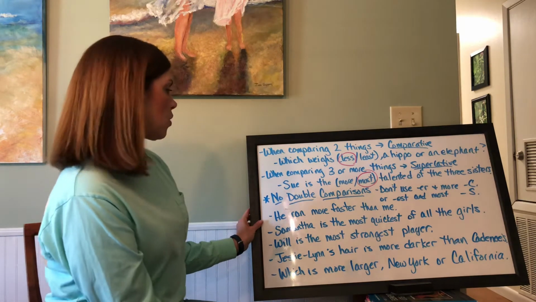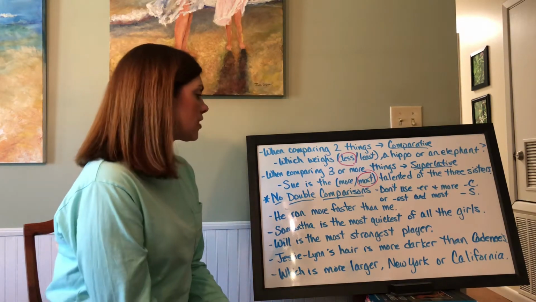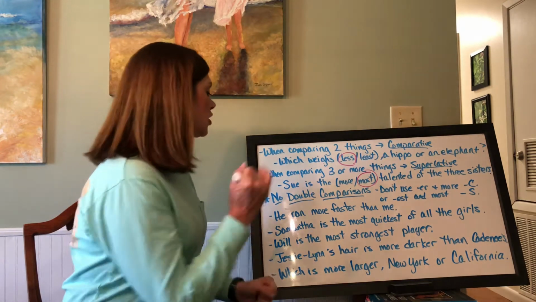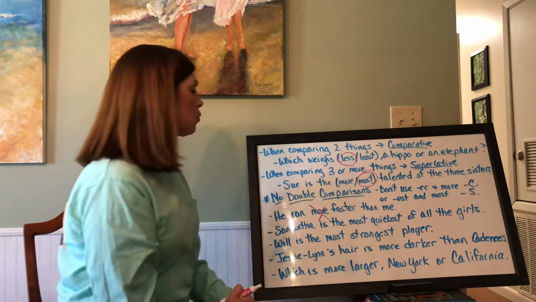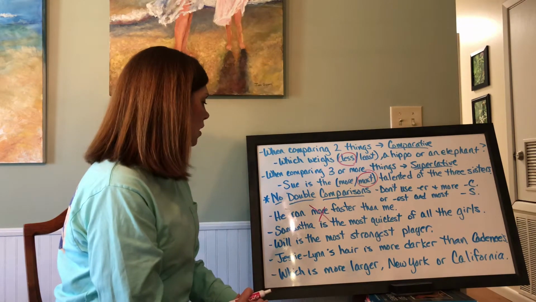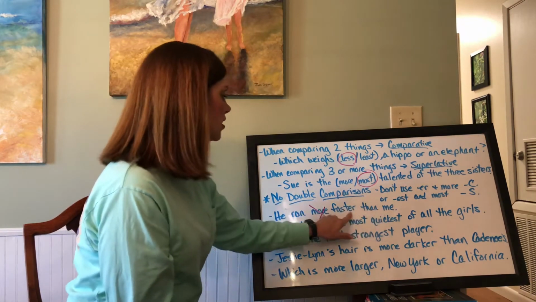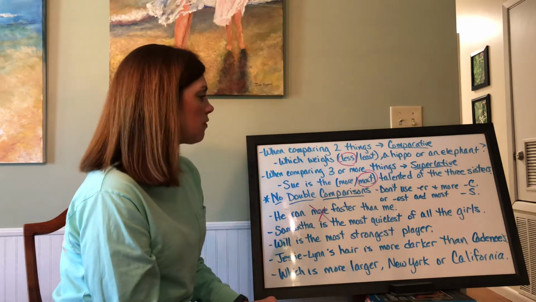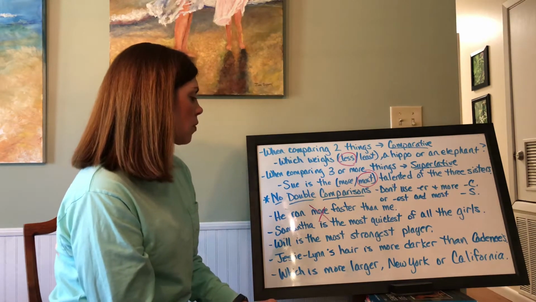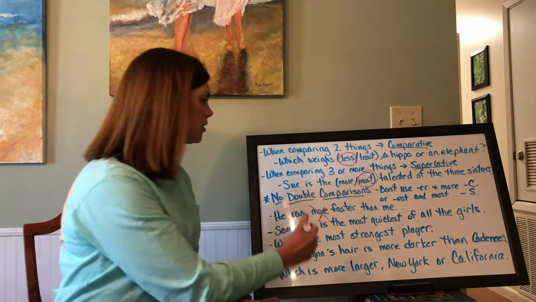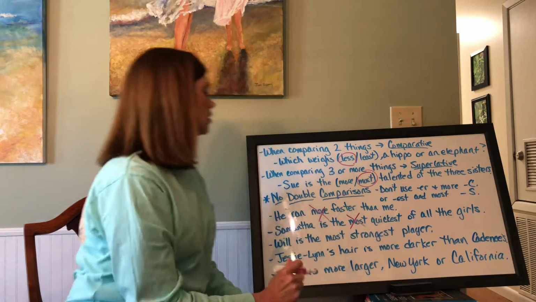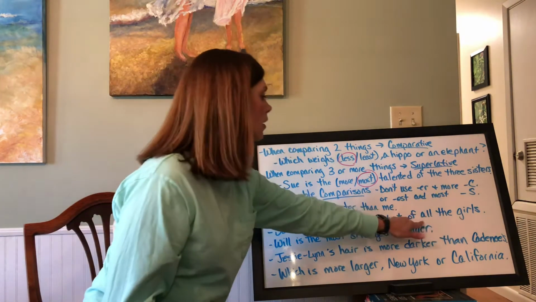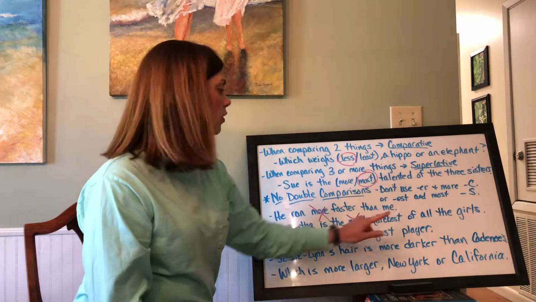Okay, so which one is right? He ran more faster than me. What's wrong with this? Right. It should not be more. So it would be he ran faster than me. And you've got two people. That's why it's faster and not fastest. Samantha is the most quickest of all the girls. Okay, so what's wrong with that one? Right, you have a double comparison, so you have to take out the most. Samantha is the quickest of all the girls. Do you see you have multiple people here? That's why we used quickest and not quicker.